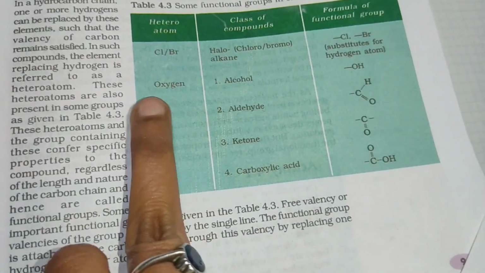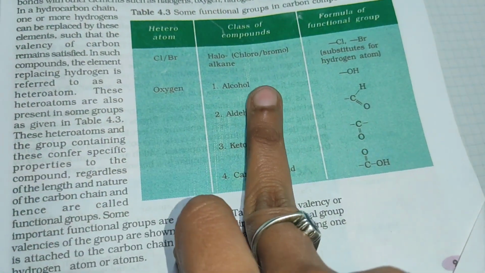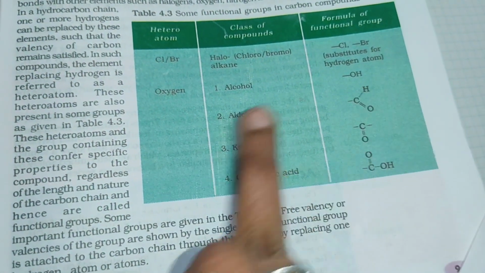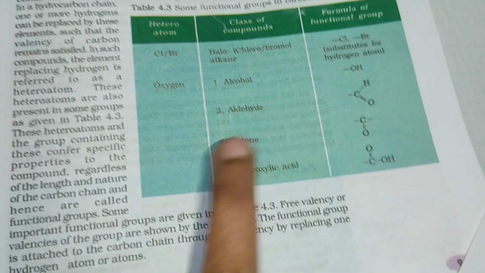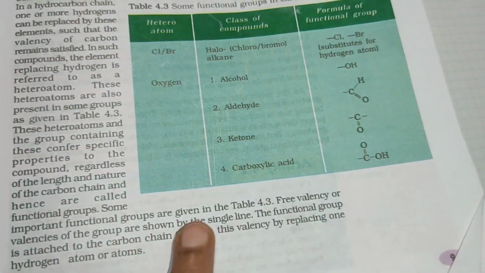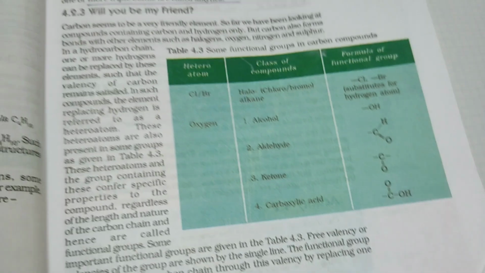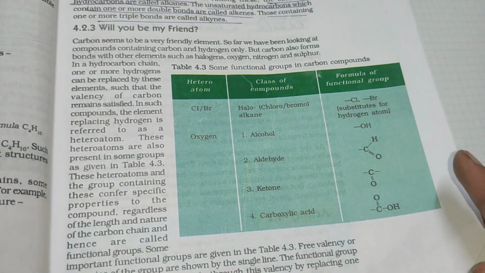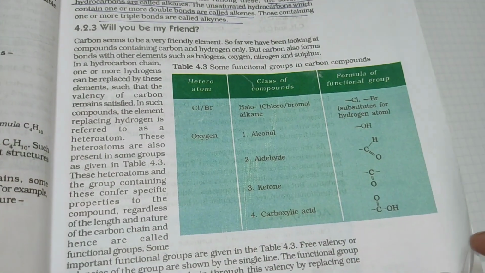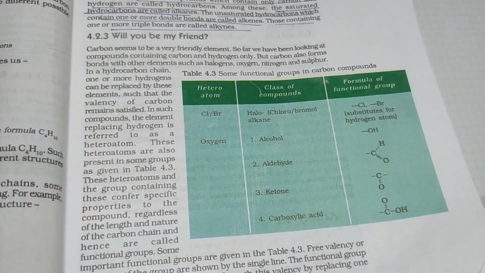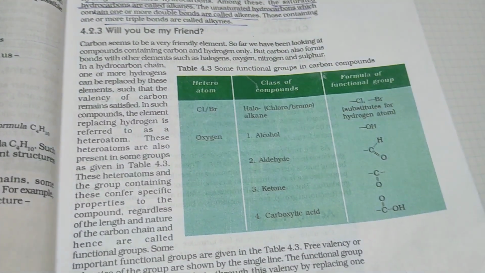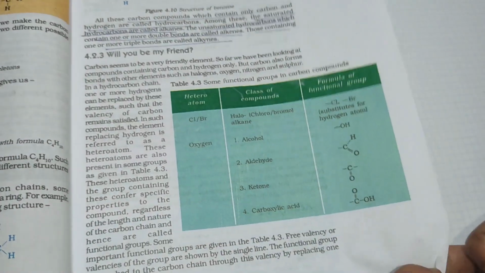haloalkanes are explained. When oxygen is there, like alcohols, OH group, aldehydes like CHO group, ketones like C double bond O, and carboxylic acids like COOH. So depending upon these compounds, their nomenclature and their properties will be dependent. So they are called functional groups.